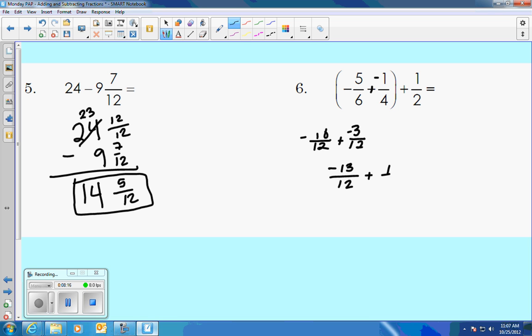And then I have to add 1/2. 1/2 with the denominator of 12 is 6/12. Now I have negative 13 and positive 6. That's going to be negative 7/12.